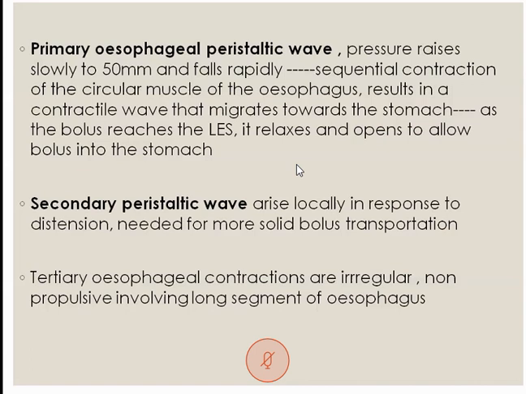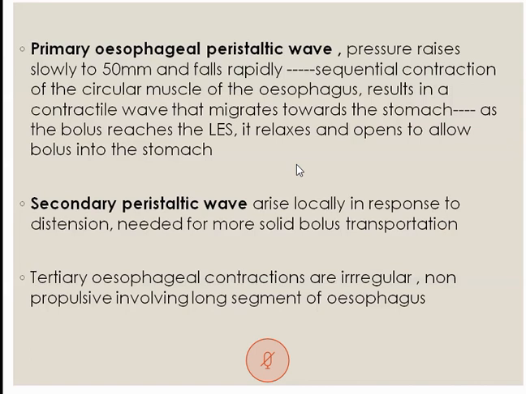There are different peristaltic waves. Primary esophageal peristaltic waves: the pressure rises slowly to 50 millimeters and falls rapidly. Sequential contraction of the circular muscles of the esophagus results in a contractile wave which migrates toward the stomach. The bolus reaches the lower esophageal sphincter. The secondary peristaltic wave occurs in response to distension, which is needed in weak solid bolus transportation.